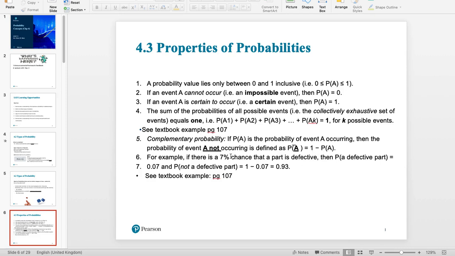For example, if there's a 7% chance that a part is defective, then the probability of a part being defective is equal to 0.07. You must understand that this 0.07 came from dividing the percentage, the 7, by 100. Like we said, it's a chance. If we don't express it in decimal, you can also express it as a percentage. So the probability of not having a defective part will be 1, the total likelihood, minus that probability, which gives 0.93, the probability of not having a defective part.